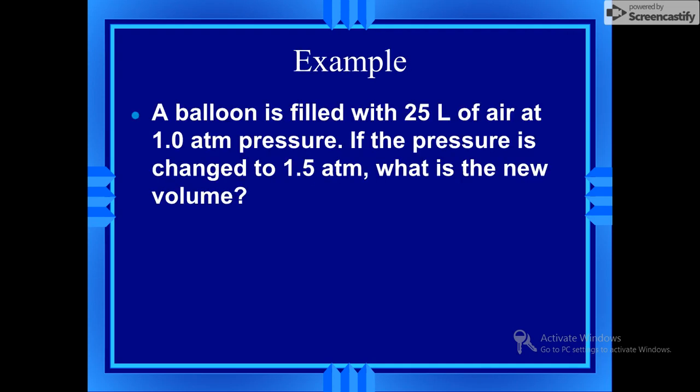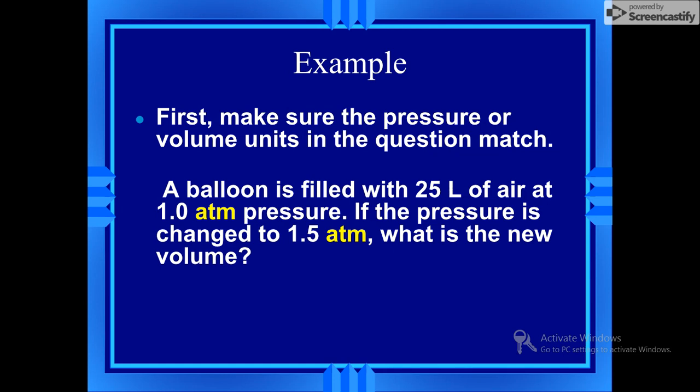So here's an example. We're going to apply Boyle's law. A balloon is filled with 25 liters of air at 1 atmosphere. If the pressure is changed to 1.5 atmospheres, what is the new volume? We see that our pressure is going up. Just knowing those two variables are inversely related, we know that as our pressure is going up, that automatically means that our liters is going to decrease.